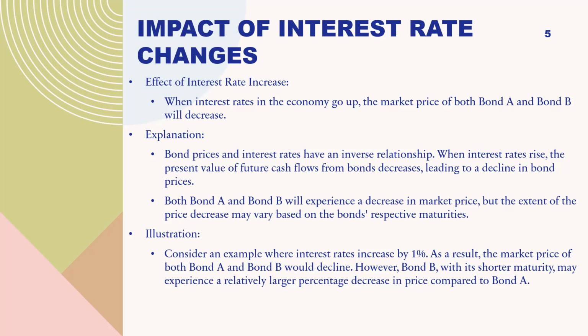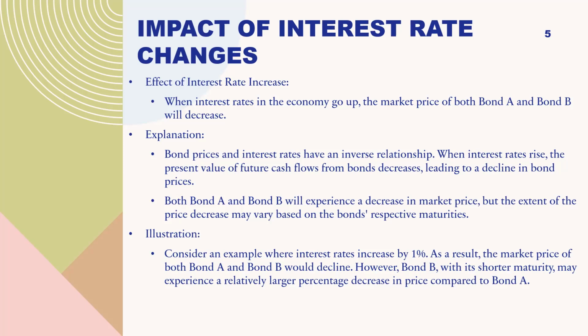To give you a clear picture, let's consider an example where interest rates go up by, let's say, 1%. In such a scenario, both bonds A and B will experience a decrease in their market prices.